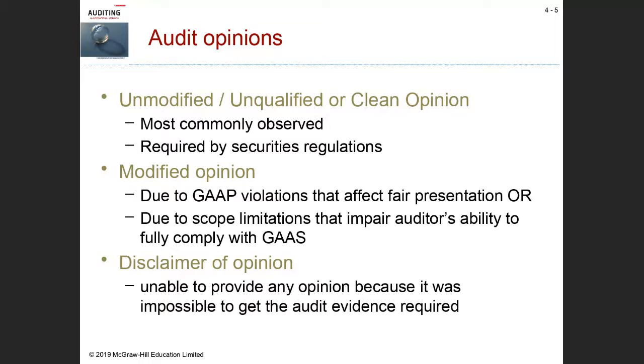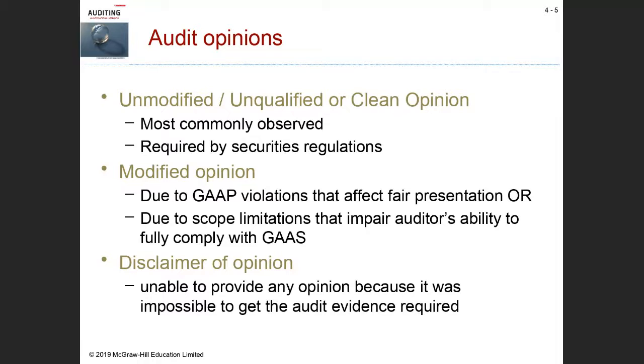You'll note there's a point here, it says required by security regulations. Well, of course, government bodies which are overseeing the public markets expect management and the board of directors to do everything in their power so the auditors can give an unqualified or unmodified opinion on the financial statements. If something other than an unqualified or unmodified opinion is given, it's an indication that something is wrong. So I'm going to say probably 99% of the time, auditors do give an unqualified, unmodified or clean audit opinion.